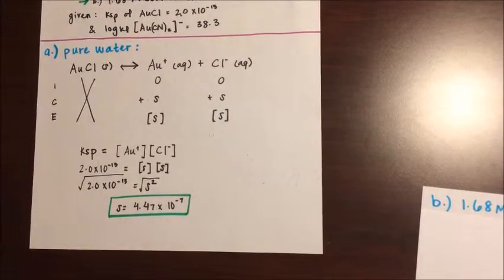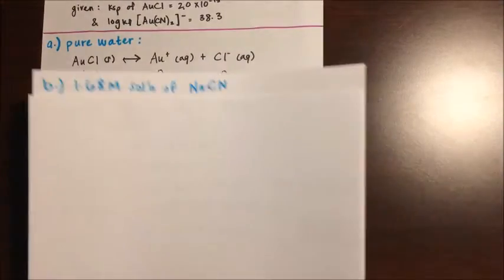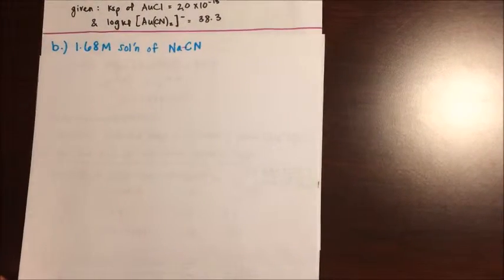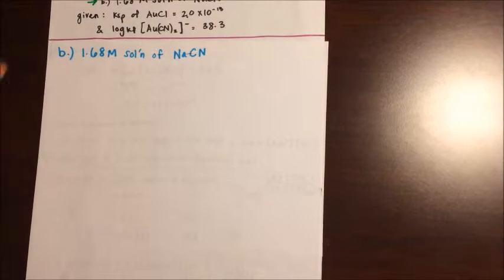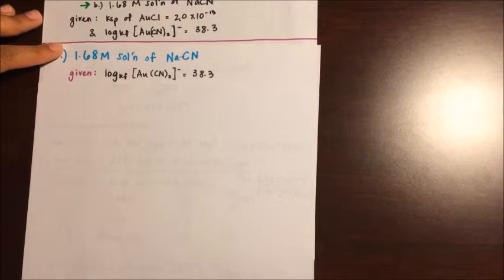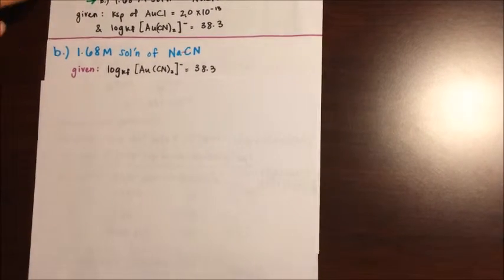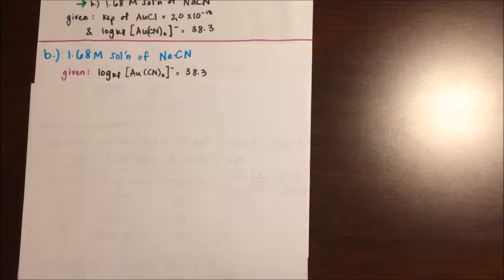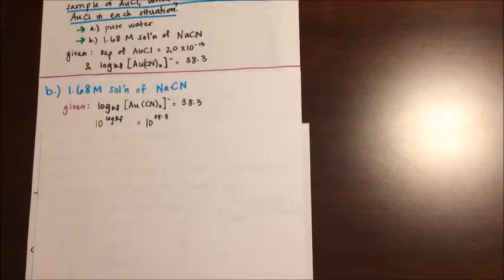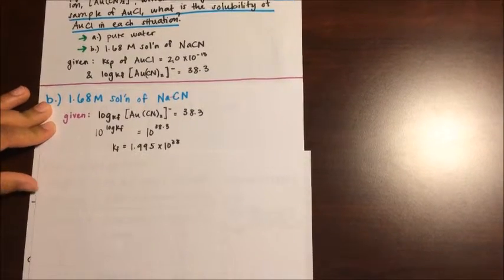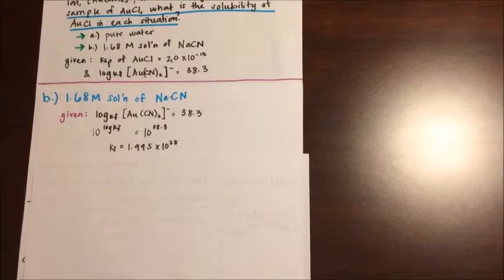Now, that was your solubility of AuCl in pure water. How would you calculate your solubility in a 1.68 molar solution of NaCN? So we're given that log Kf of Au(CN)2- is equal to 38.3. So we want to find Kf by itself. So what we would do is raise it as an exponent with base 10, and doing so cancels out the log, and you should end up with Kf equaling 1.995 times 10 to the 38th.